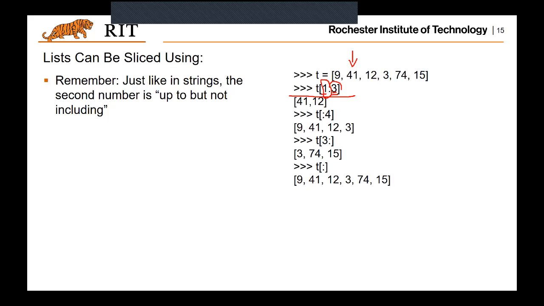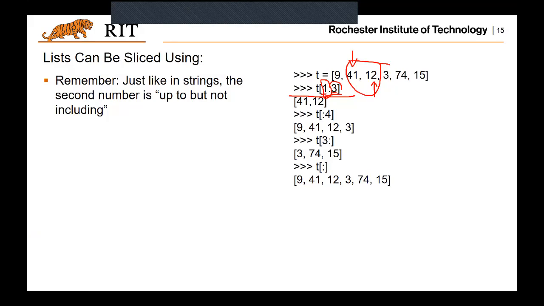This is 1, 2, 3. So this is the element with 3, but you don't want to include this one. Instead, you want to take the one before it. So it turns out you only take these two, 41 and 12. So that's the way you can slice a portion of the list using the index.